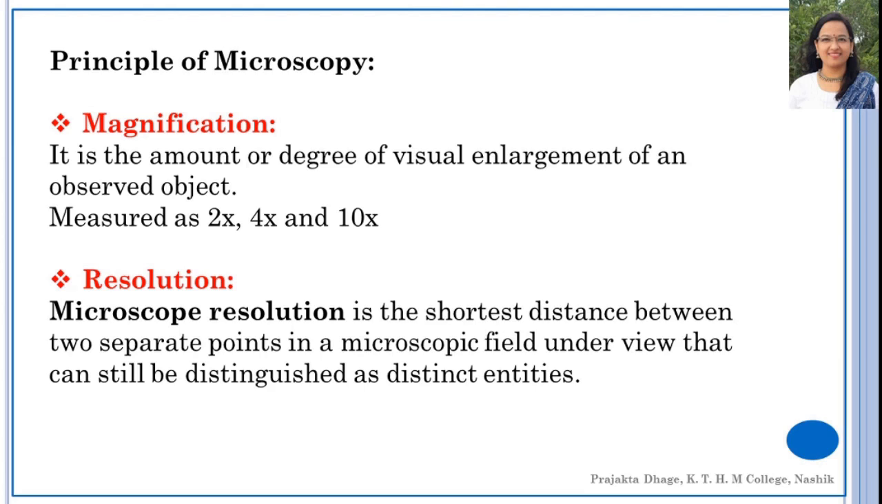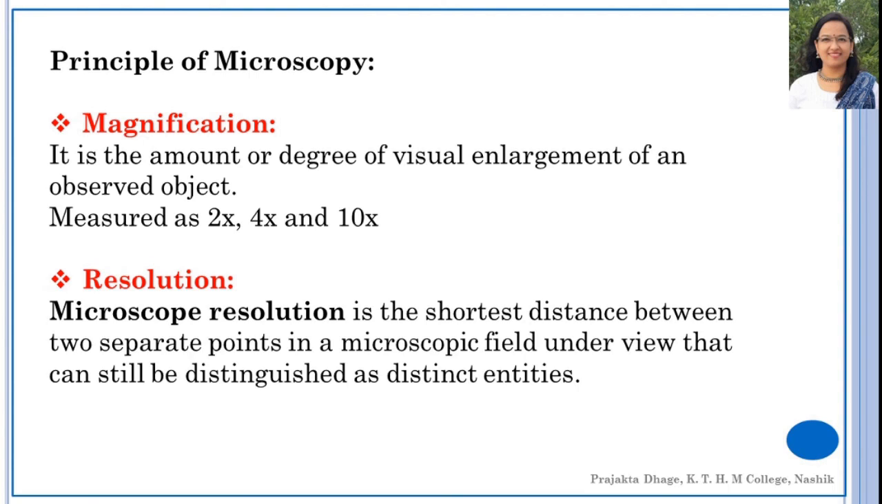4x is going to be the magnification at which the observed image will be 4 times larger than the actual object, and in case of 10x the formed visualization will be 10 times larger than the actual organism or actual object.